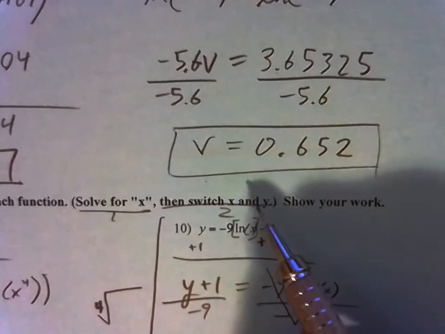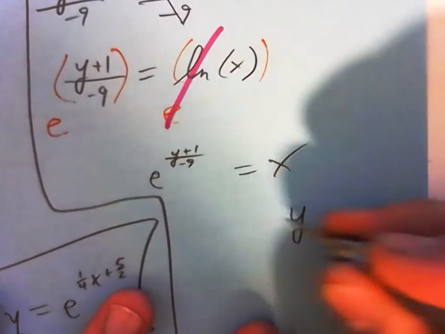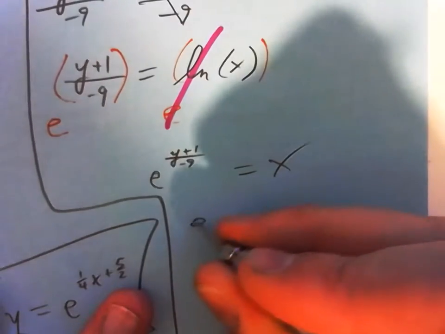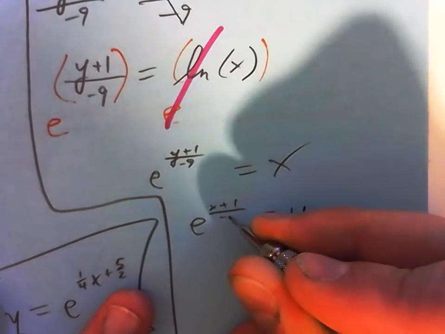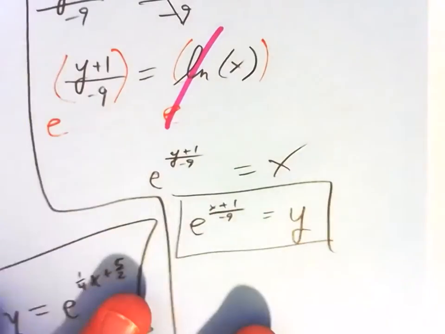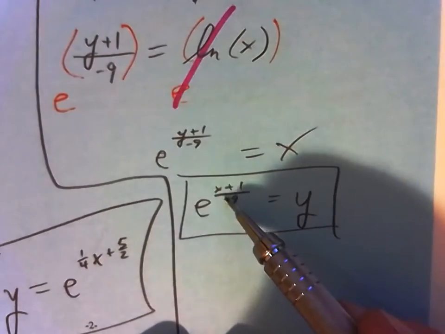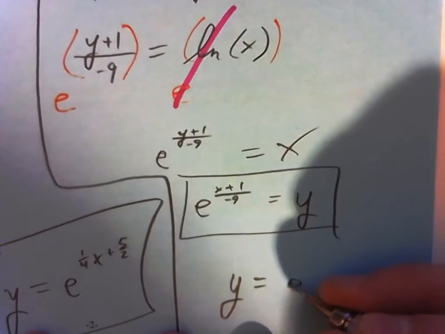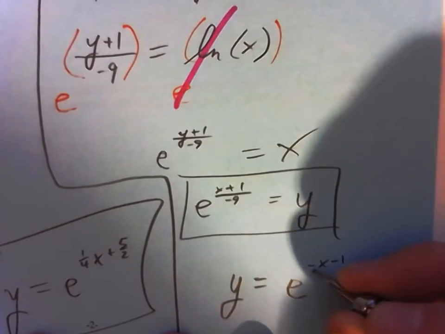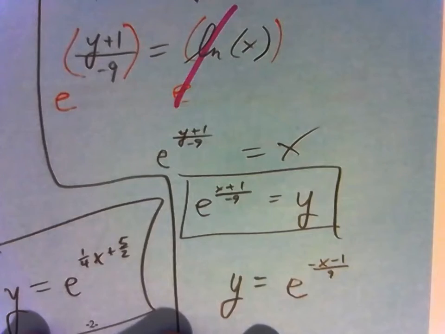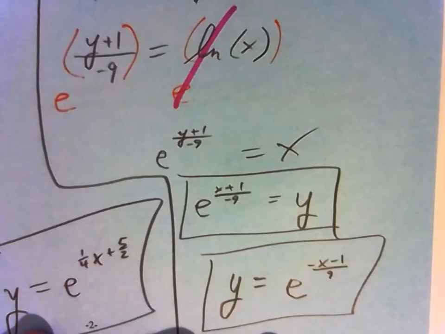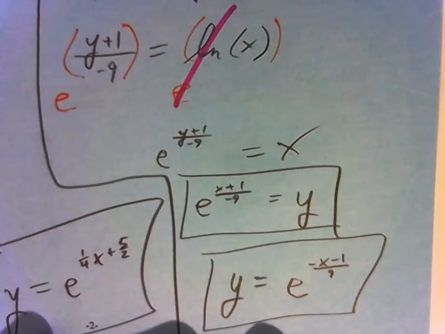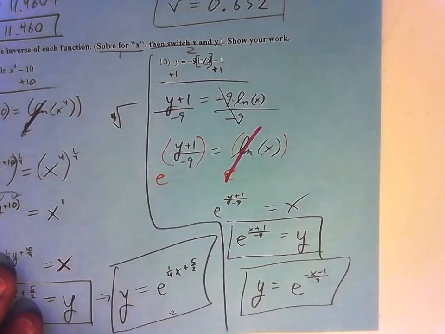Now we got to do step 2. Don't forget step 2, switch x and y. So the x becomes a y, the y becomes an x. And that's it. If you wanted to put the negative up to the top, that's okay. So y equals e to the -x minus 1 over +9. That's okay too. Good, good, good. Let's go to number 11.